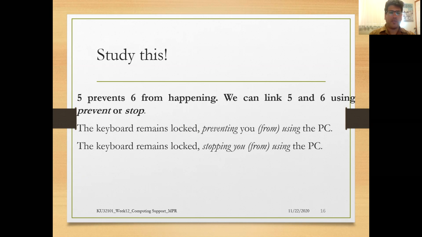So 5 prevents 6 from happening. We can link 5 and 6 using prevent or stop as well. So the keyboard remains locked, preventing you from using the PC. Or the keyboard remains locked, stopping you from using the PC.